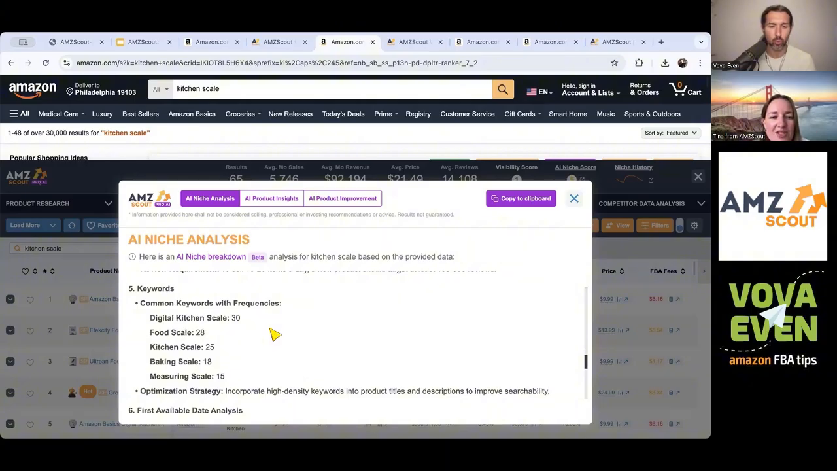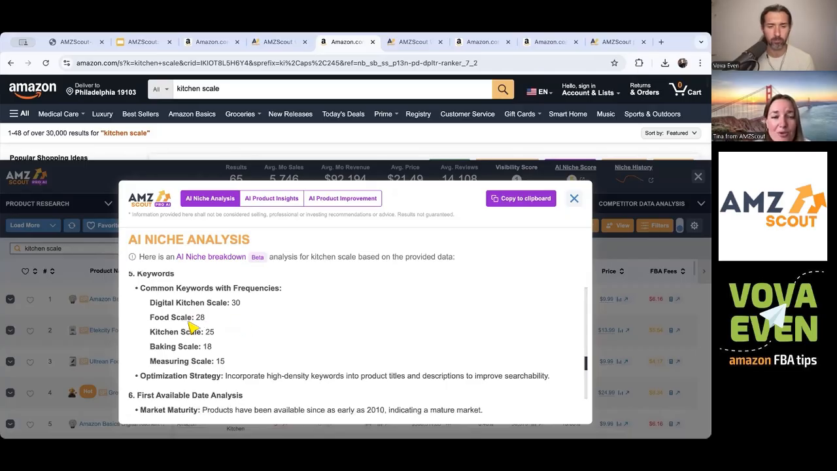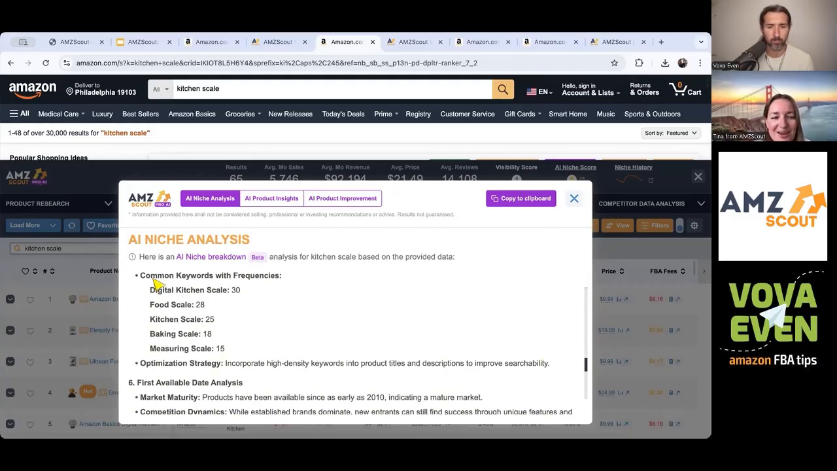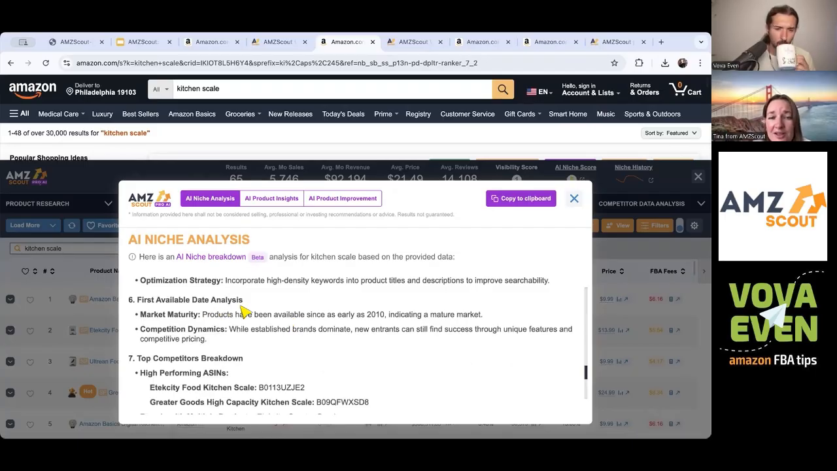The keywords, that's not the big keyword tool. We have others. It just gives a small breakdown. It just gives the most popular keyword phrases, just 5 right here. But their frequencies are the biggest. Like the products use the keyword digital kitchen scale 30 times across the top organic products, or food scale. You should totally copy those 5 keywords and use them in your listing. That's like 100%. First available date analysis.